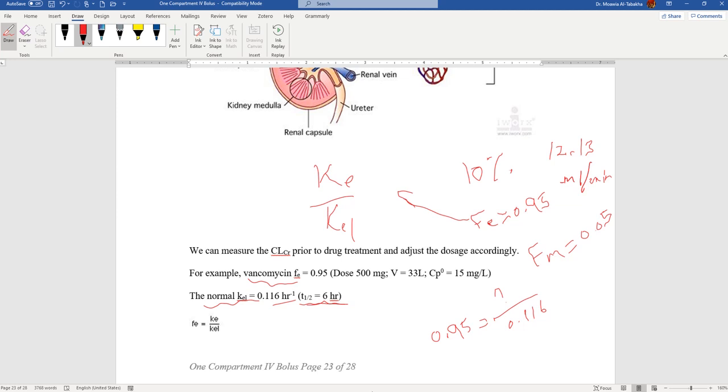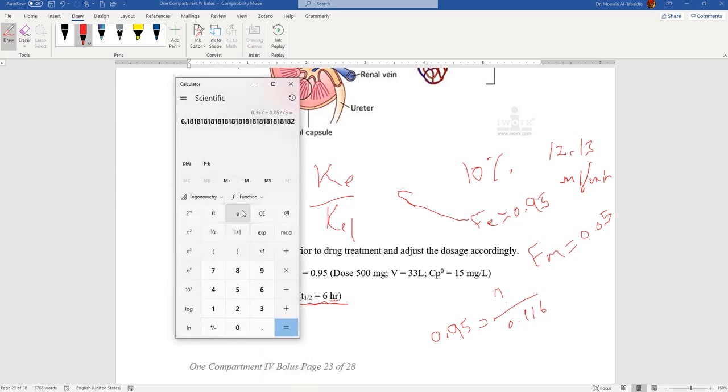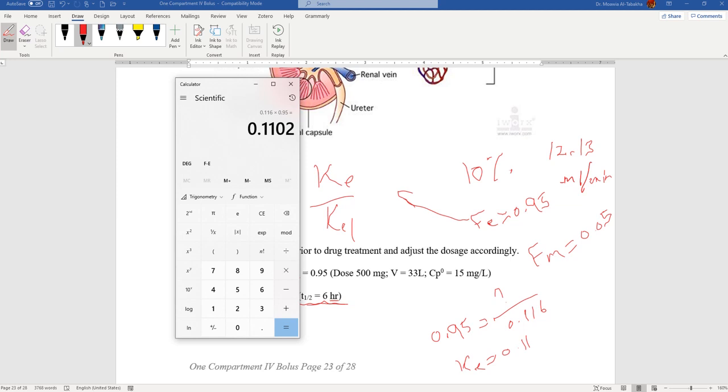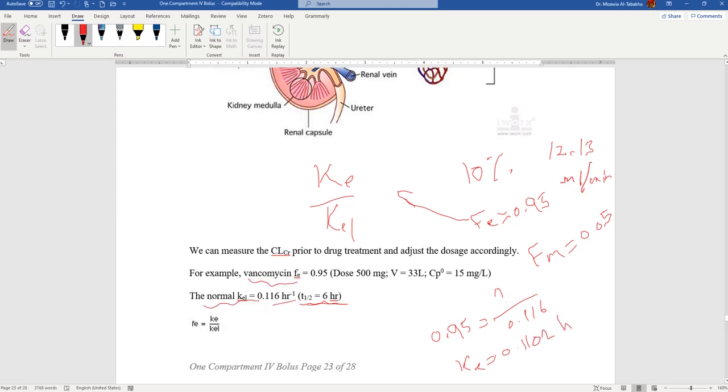By doing this, I can calculate KE as equal to 0.116 multiplied by 0.95, and KE is giving me 0.1102. What is the unit? Like KL, the unit is hour to the power of minus 1. Of course, now I'm talking about a normal patient. I'm not talking about someone who has a kidney problem.